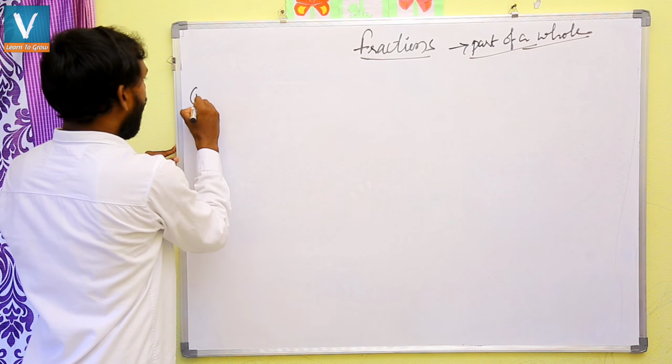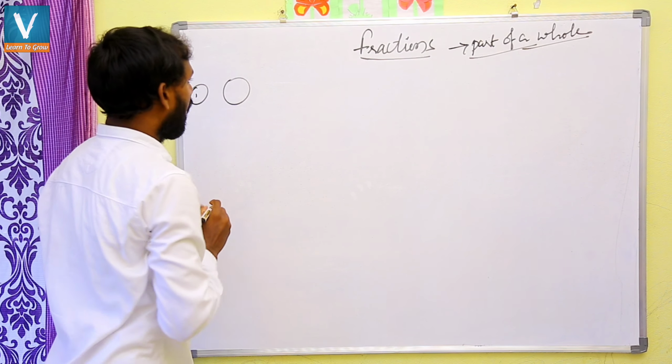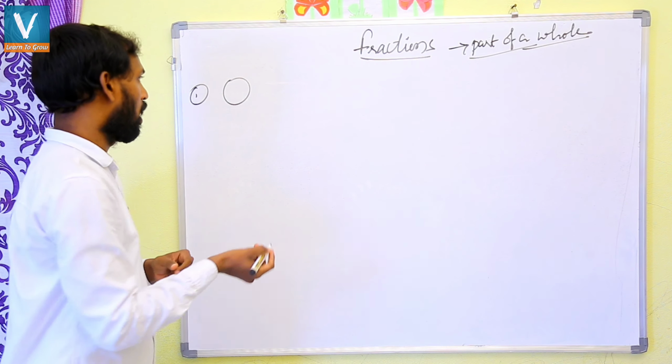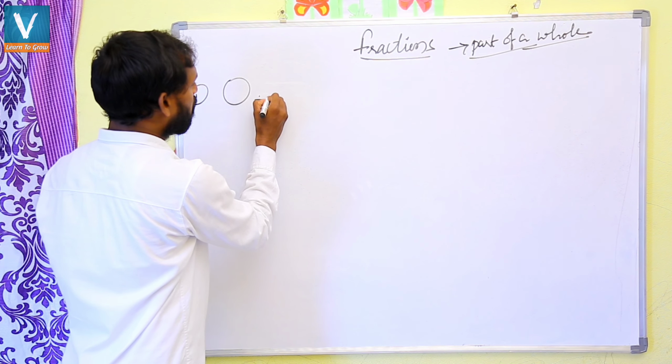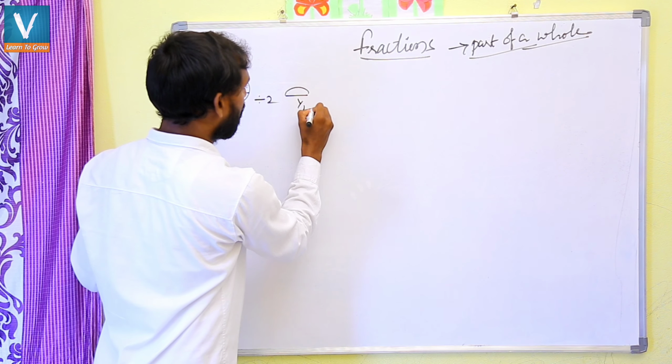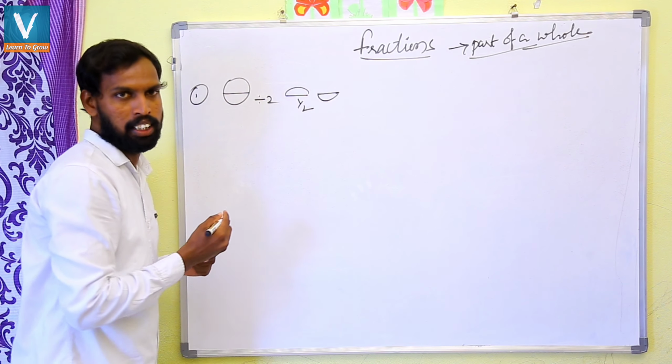Suppose I'm taking a pizza. I want to share this pizza with two of my students. How will you share? Simply divide by 2. Then both will get half of the pizza. Nothing but a 1 by 2 part each, they will get.